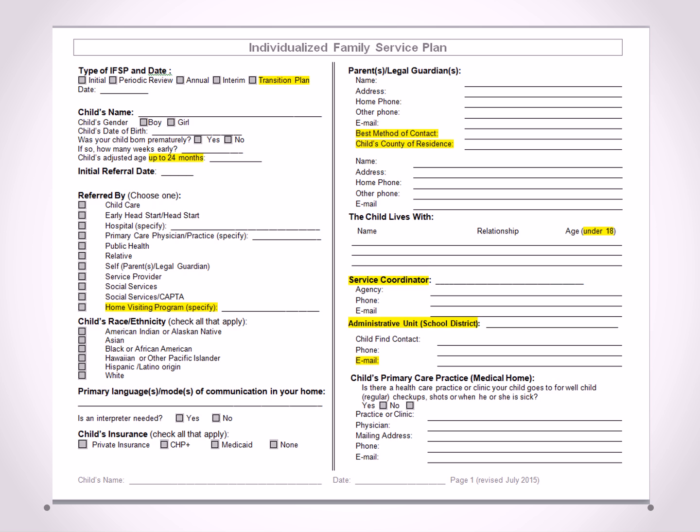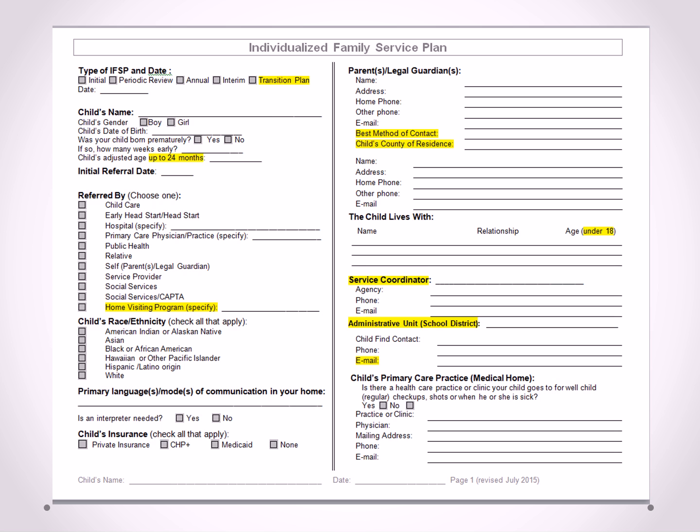Now if you look over onto column 2, you'll notice that under the parent and legal guardian information, we've added the best method of contact, realizing that many parents have a preference for how they're contacted. They may not want to be called by phone, and so we've added that right there, and it's a write-in box. You can just write it in. And then the child's county of residence. So those are 2 additions to that field. The next one down, under the child lives with, you'll notice that we put after the age heading under 18. Now you're still going to note in this field all the members of the family that live in the home with the child, but you don't need to put, like, the grandmother's age. You just want to put the age of the children that are under 18.